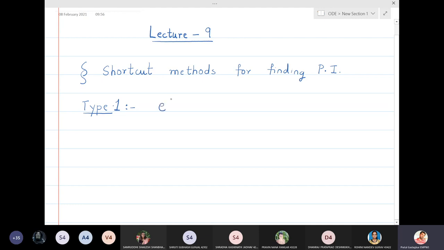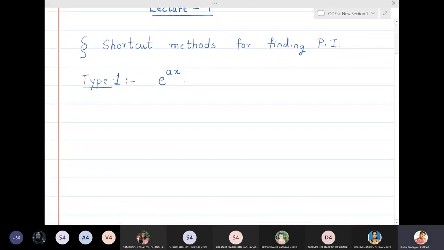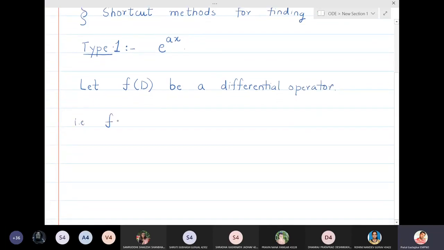Type 1 is e raised to ax. Now, what we will do is we will take f of D to be a differential operator. That is, f of D is equal to D raised to n plus b1 D raised to n minus 1 plus dot dot dot bn minus 1 D plus bn. So this is a differential operator f of D.